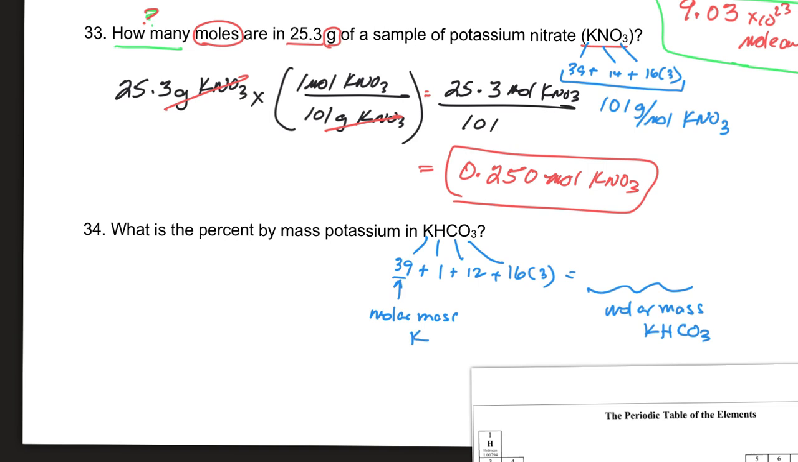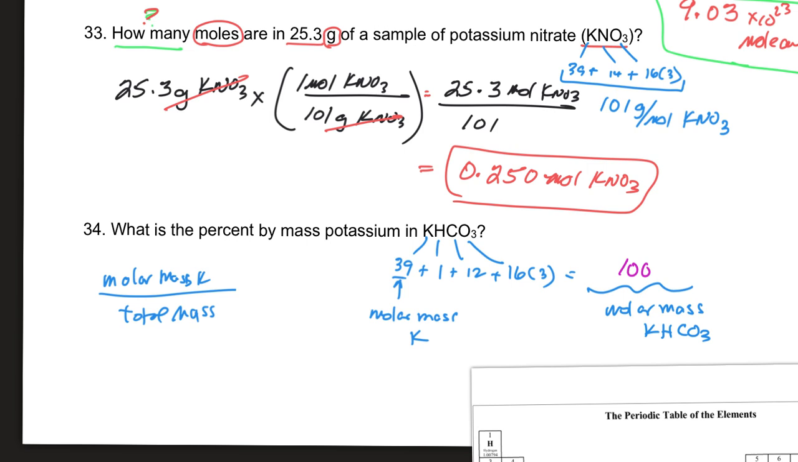So when we find the percent, what we're looking for here is the molar mass of potassium divided by the total mass. Okay, so let's go ahead and figure out the molar mass, and then we'll plug into this equation here on the far left. So the molar mass that we calculate is 100 grams per mole for the entire thing.